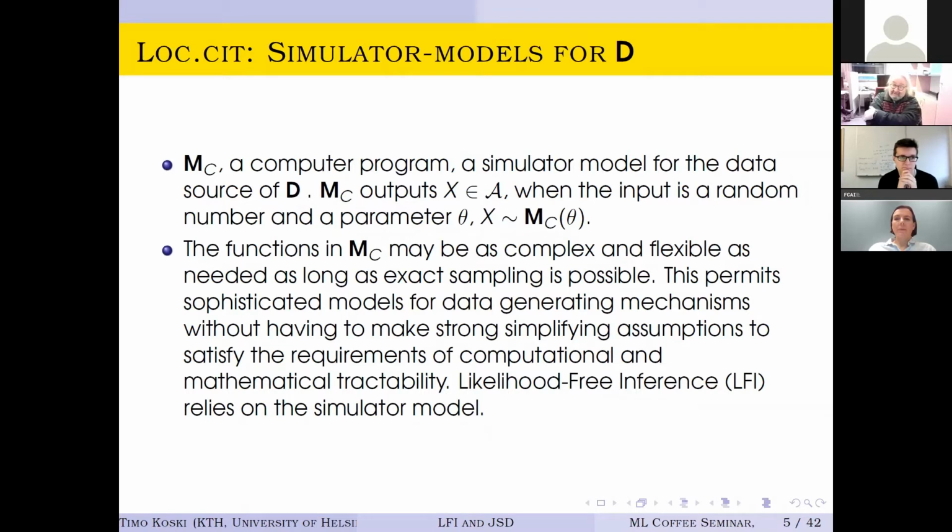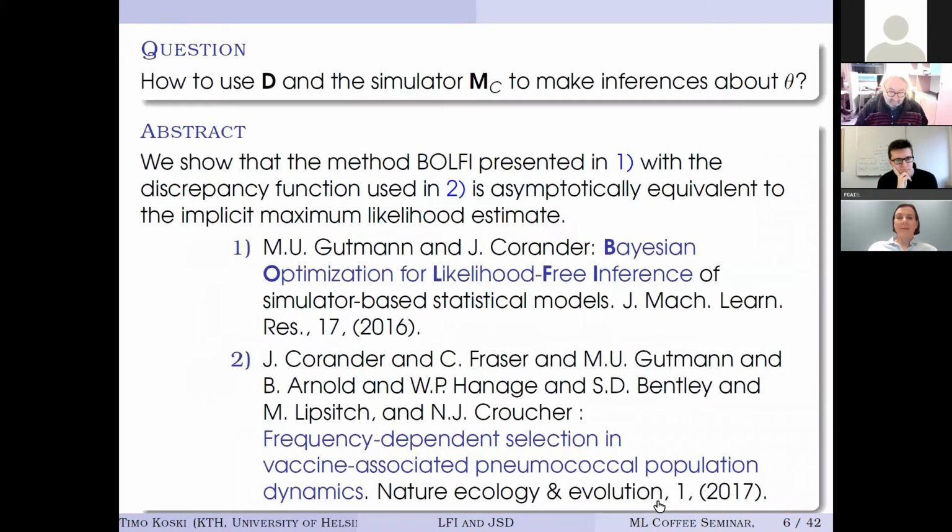And likelihood-free inference is now a way of using the simulations and the data, together with the simulator model, to make inference. I'll try to explain that. So now here are the sources. This paper number 2 is what I was already referring to. The question here is to use this D and the simulator model to make inferences about theta.